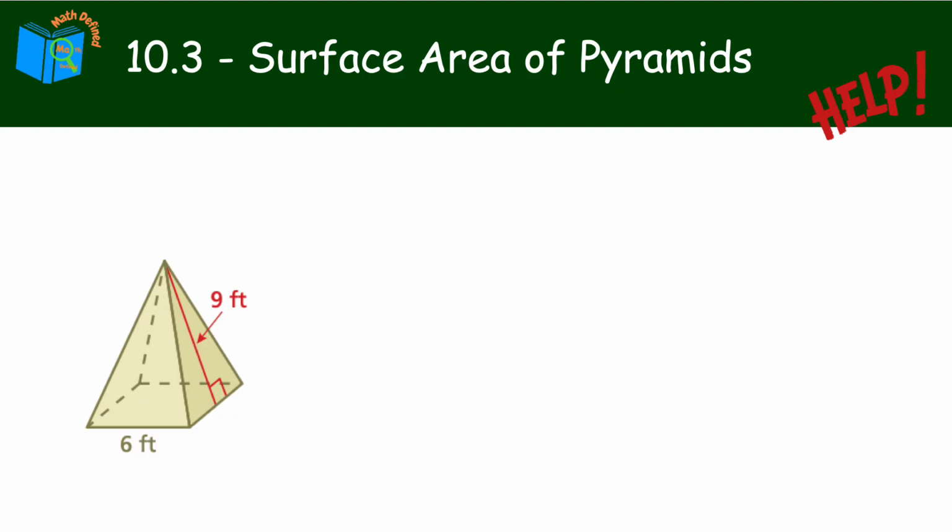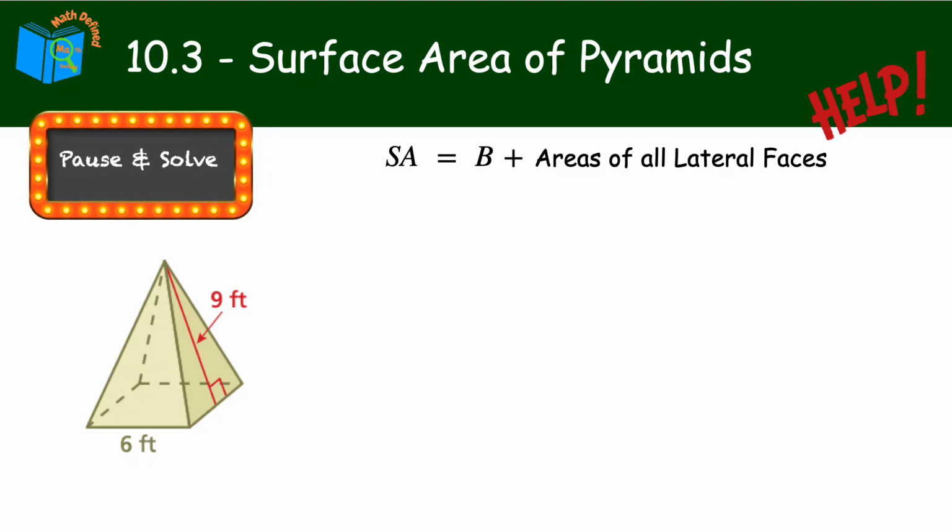Pyramids are a little different. Instead of one formula, we think in parts. The first part is to find the area of the base. The second part is finding the areas of all the lateral faces or sides of the pyramid and adding this to the area of the base. Go ahead, pause, and solve.